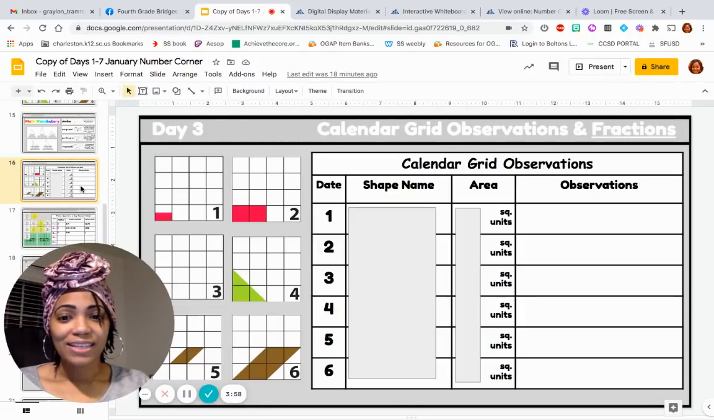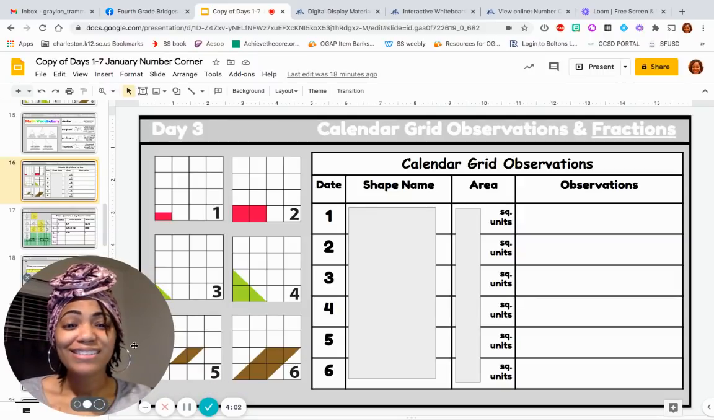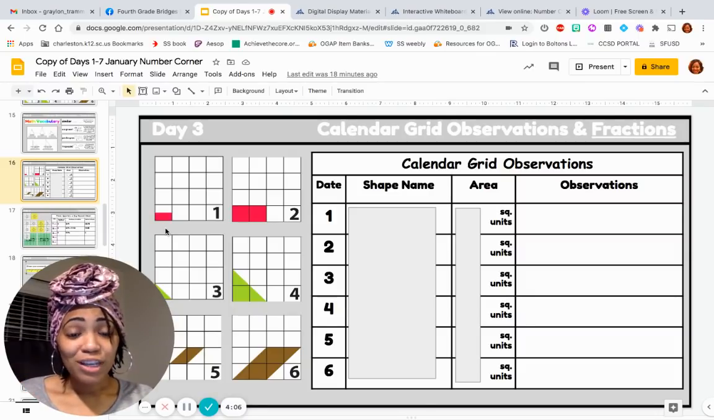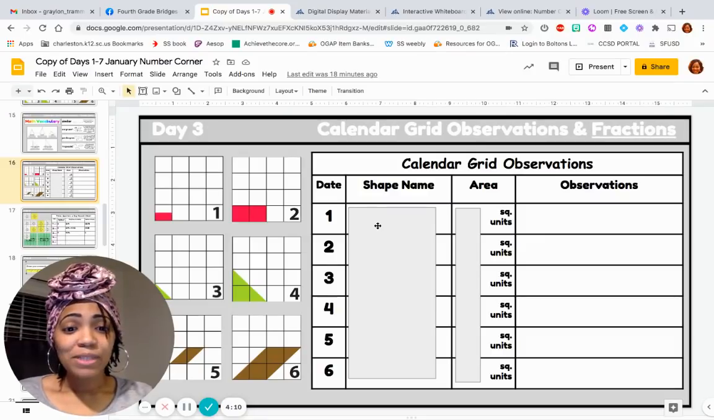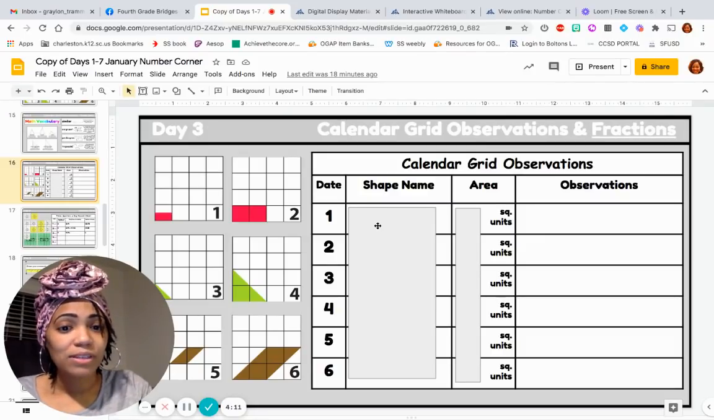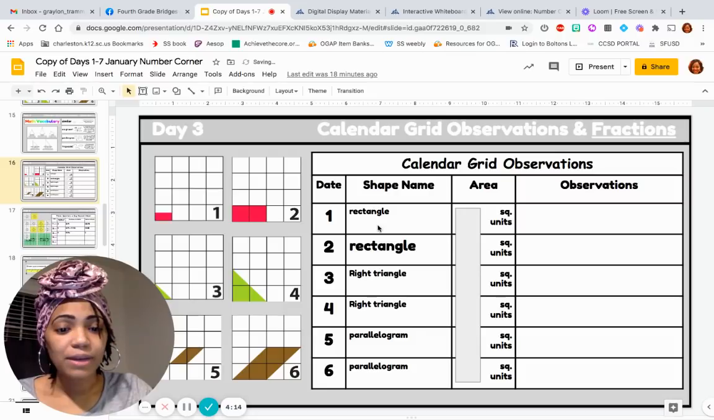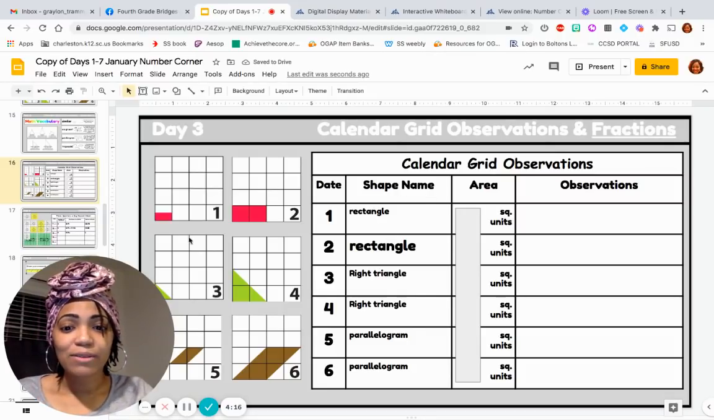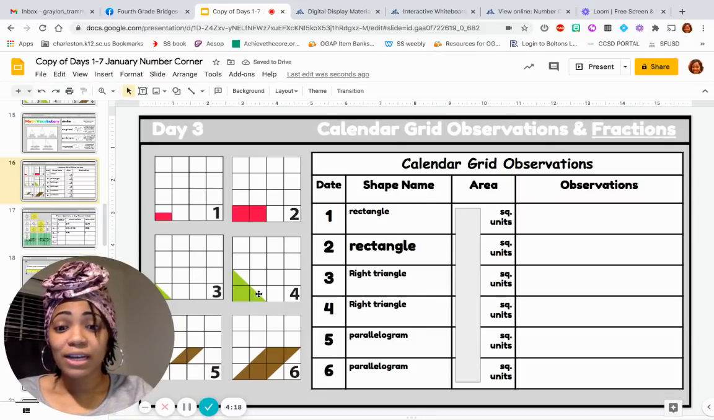All right, so we know we have rectangles. Now we know that the shapes are similar. They are similar because they are the same shape, just different sizes. So we already named our shape names. So I'm going to remove this here because I've already filled it out for you guys. We have rectangle, rectangle, triangle, triangle, parallelogram, parallelogram.